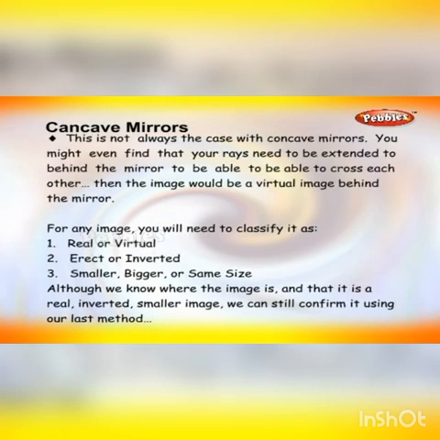This is not always the case with concave mirrors. You might even find that your rays need to be extended to behind the mirror to be able to cross each other. Then the image would be a virtual image behind the mirror. For any image, you will need to classify it as 1. Real or virtual, 2. Erect or inverted, 3. Smaller, bigger or same size. Although we know where the image is and that it is a real, inverted, smaller image, we can still confirm it using our last method.